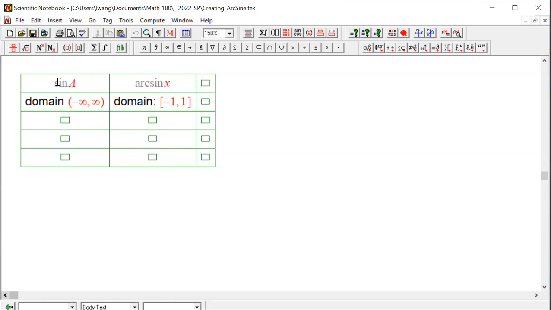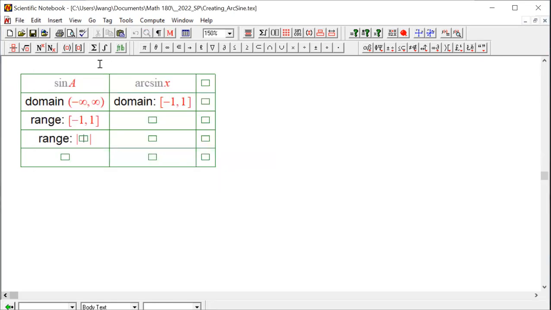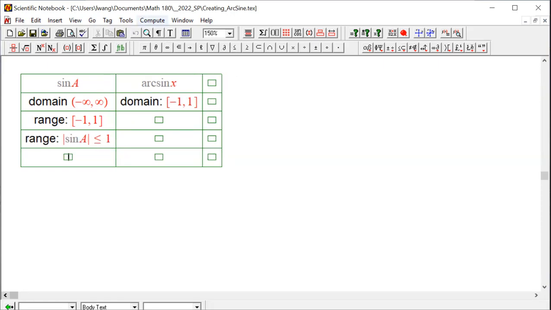Range for sine is between -1 to +1. And of course we have other expressions of range for sine. Here, I'm going to give you all the options. Sine x, sine A, whatever you call it, since we use sine A, we have this is less than or equal to 1.